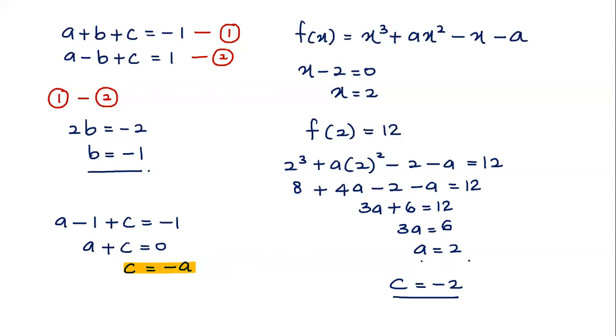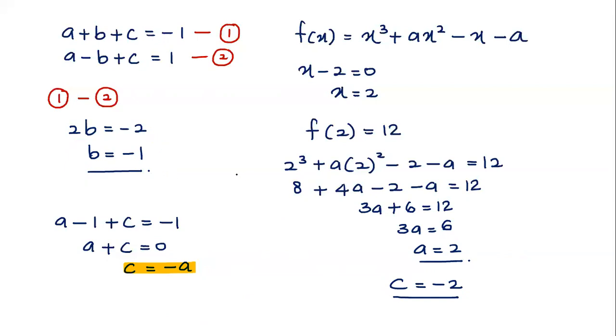Understand? So done. We already managed to find what is the a, what is the b, and what is the c. So a is negative 2, b is negative 1, and c is negative 2. So that is your answer, class.